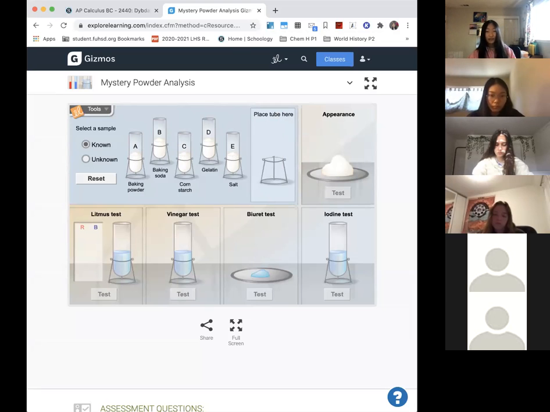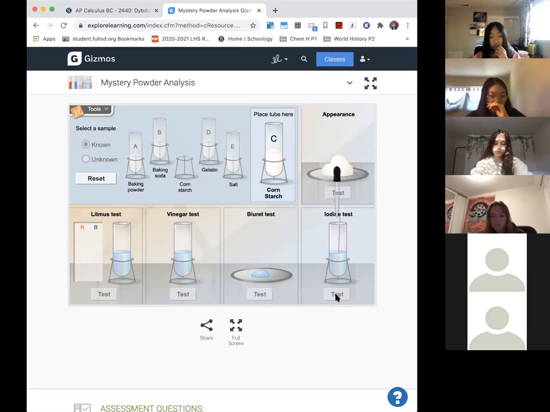Can anyone guess what macromolecule the iodine test tests for? Okay, the iodine test tests for starch. So if we test cornstarch again, it will turn purple when starch is present, and if starch is not present, it will stay orange.